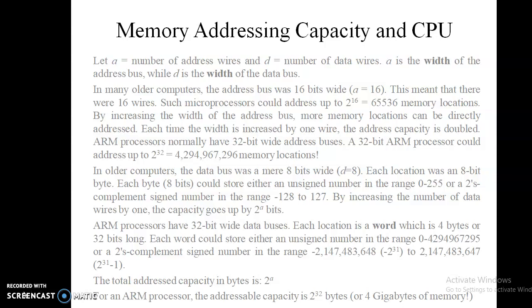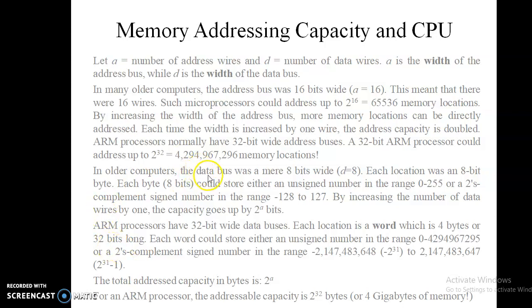ARM processors normally have 32-bit wide address buses. If the width of the address bus is 32, that is 2 power 32. A 32-bit ARM processor could address up to 2 power 32, which is 4294967296 memory locations. This number of memory locations is available. So the width of the address bus determines the memory addressing capacity of the CPU.